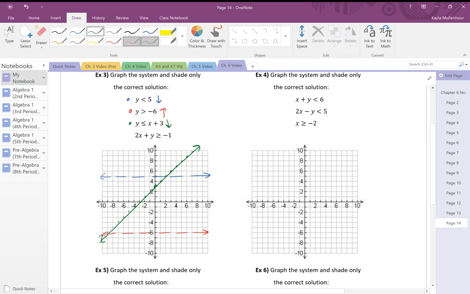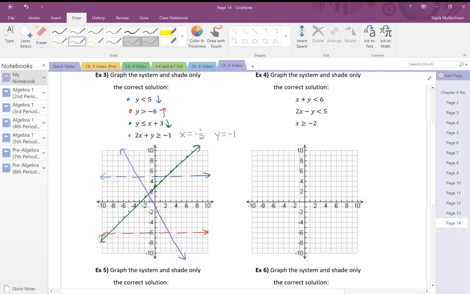Okay, we have one more line. The x-intercept would be -1/2. The y-intercept, -1. So x is -1/2, y is -1. This is going to be a solid line. So we went down 1 over half, down 1 over half. Okay, so it's something like that.